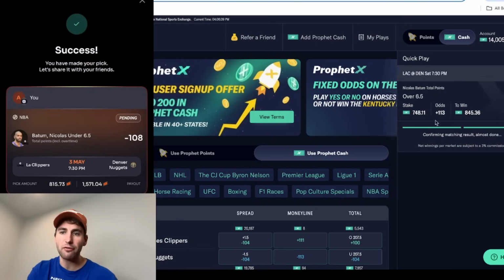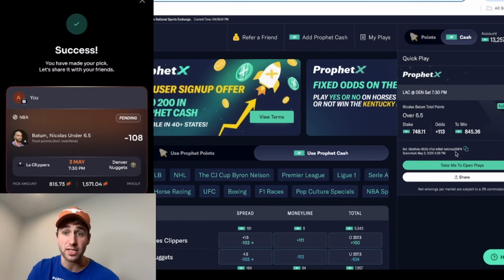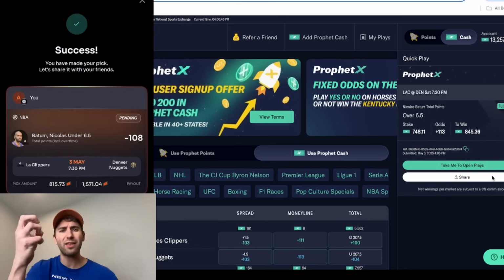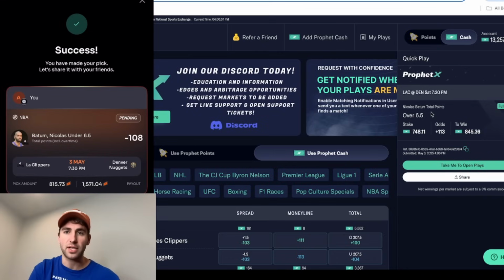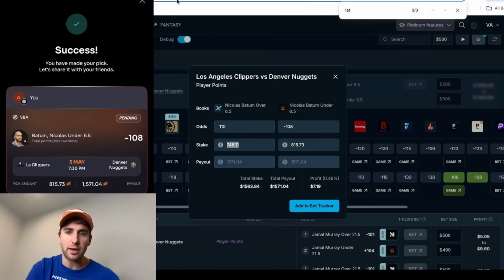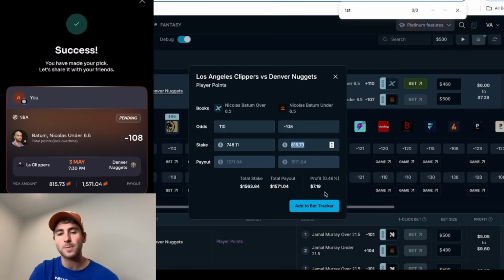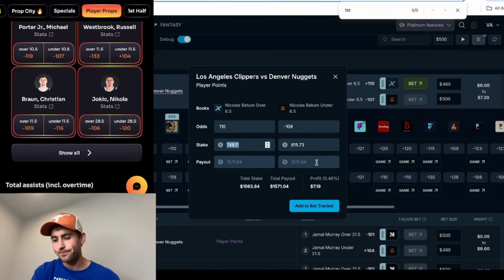So I'm going to take the risk-free profit of $7.19. Again, ProphetX says the odds are plus 113, but it's a peer-to-peer betting exchange. So the way they make money, right? They don't make money when you lose money. That's why ProphetX will never limit you or ban you. So you're not actually getting plus 113. It's plus 113 minus 3%. OddsJam just factors that in, so you're actually getting plus 110. So in this scenario, I just arbitrage bet it. Rebet gave me this as my max. I just followed the calculator. Bet 748.11 on the under.